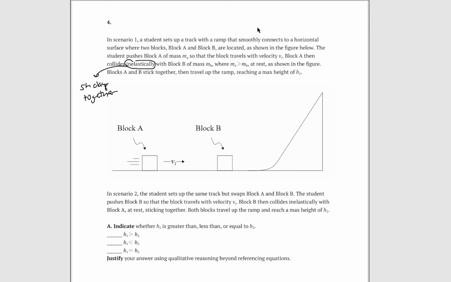With block B of mass MB, where MA is greater than MB, at rest, as shown in the figure. Blocks A and B stick together. That's what inelastically means. Then they travel up a ramp, reaching a maximum height of h1.